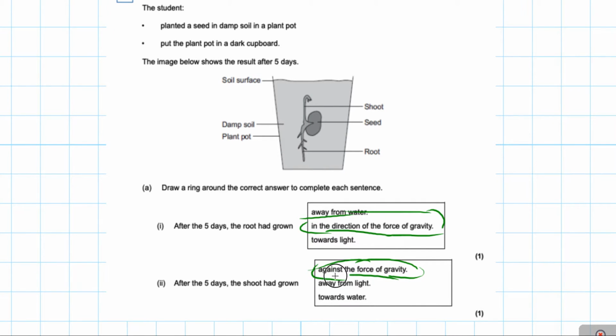Some common misconceptions. Away from light, well, that's not correct because there's no light here, it's inside the soil. And secondly, towards water, well, the soil is all damp, so you're not growing towards any water, because we can assume here that there's an equal amount of moisture inside the soil. So don't fall into the trap of thinking about water. Roots and shoots are dependent mainly upon light, auxin and gravity. So roots are gravity controlled, shoots are mainly light controlled.